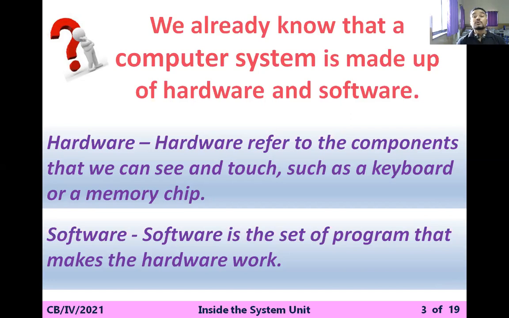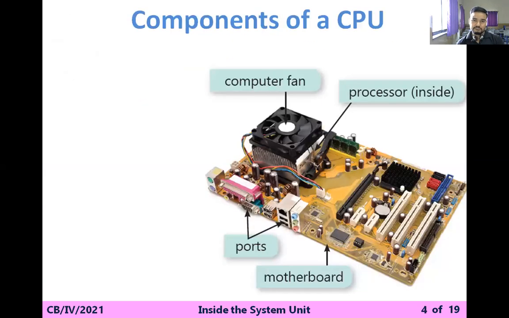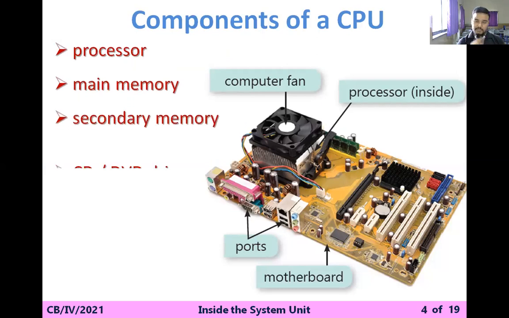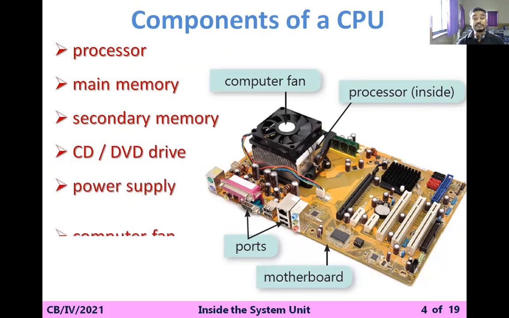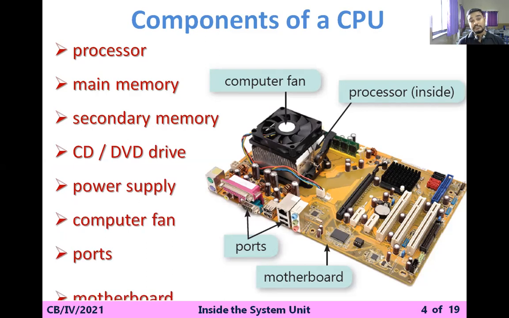Okay. So what are we going to learn? We are going to learn about the parts which are inside your computer. So which are those parts? Processor is there, main memory is there, secondary memory is there, then your CD drive or DVD drive is there, then your power supply unit, that is called SMPS, is there, then your computer fan is there, then some ports are there, and the main board, that is motherboard.